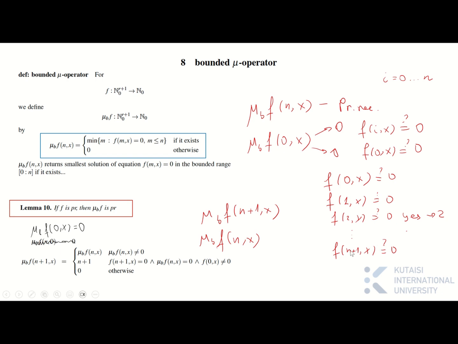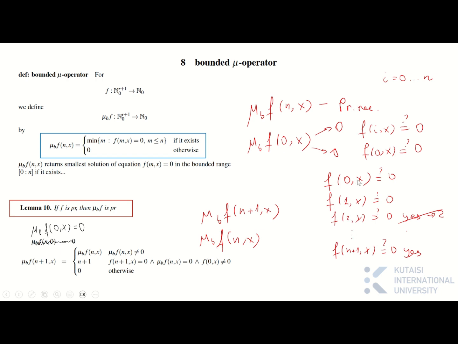Another possibility is that something was found here at the last stage. So maybe the answer here is yes and not this one. However, you found the solution here. Then your function will return n plus 1 because this is the step you found it. And it was not 0 all the way up to n plus 1 because it's the minimal solution. So it will return n plus 1. That means that fn plus 1 at x was 0, so the last stage was 0, and the solution was not found before.